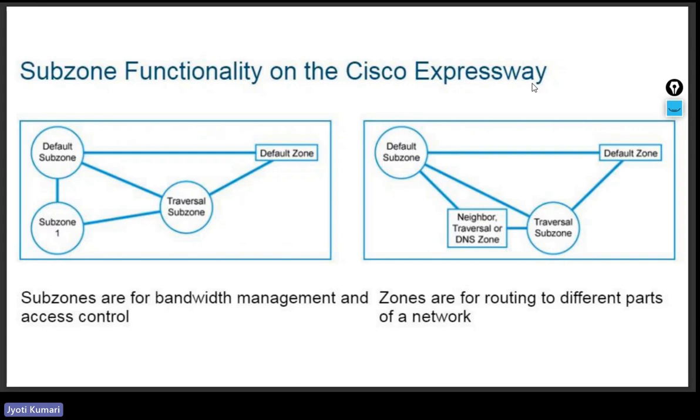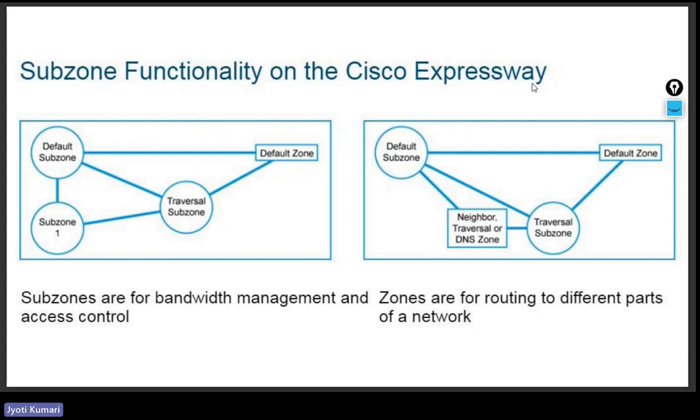So neighbor zones are for connecting to different parts of an internal network. It can be a CUCM or another Expressway between different sites. This zone can be within the same building or a campus, or maybe across a WAN as well. Then we have traversal zones, which are used for routing into or out of the network through a firewall. That is the difference between neighbor and traversal zones.